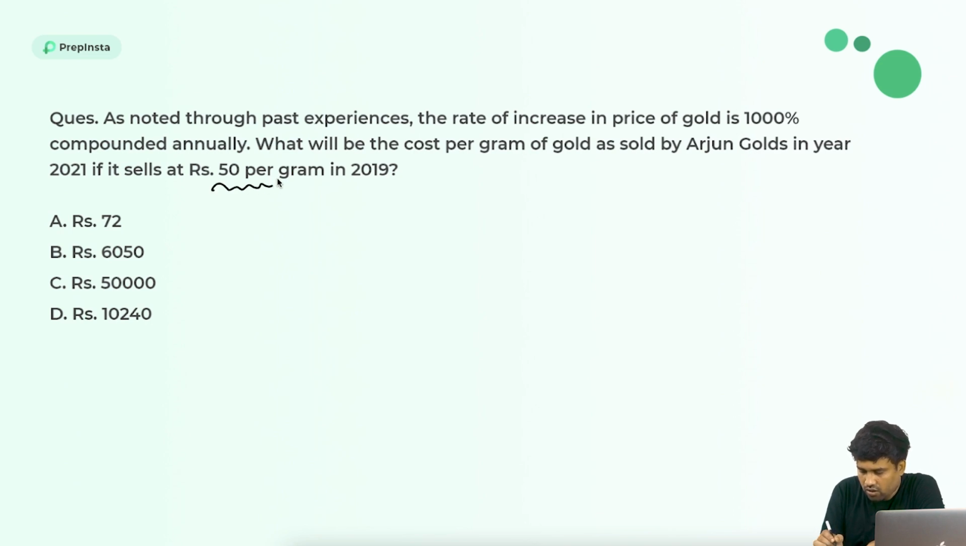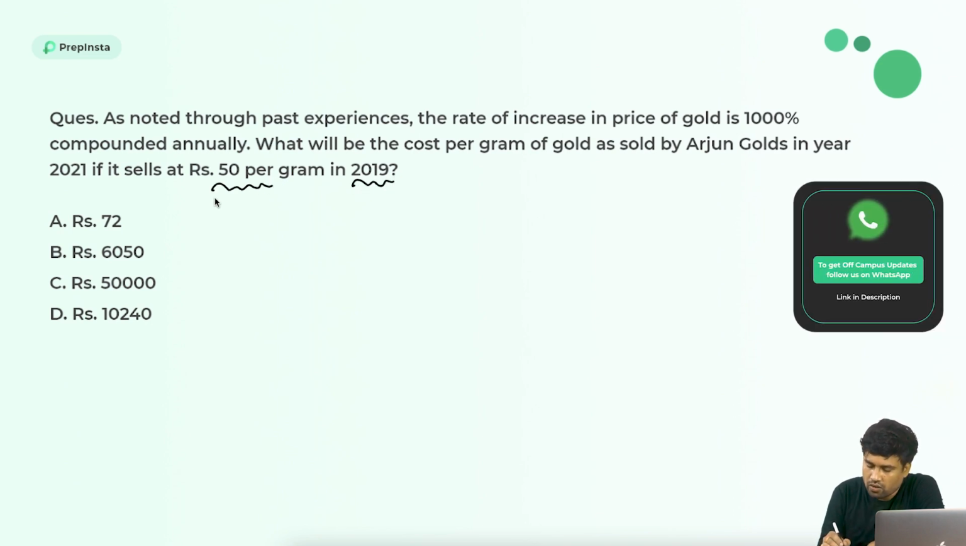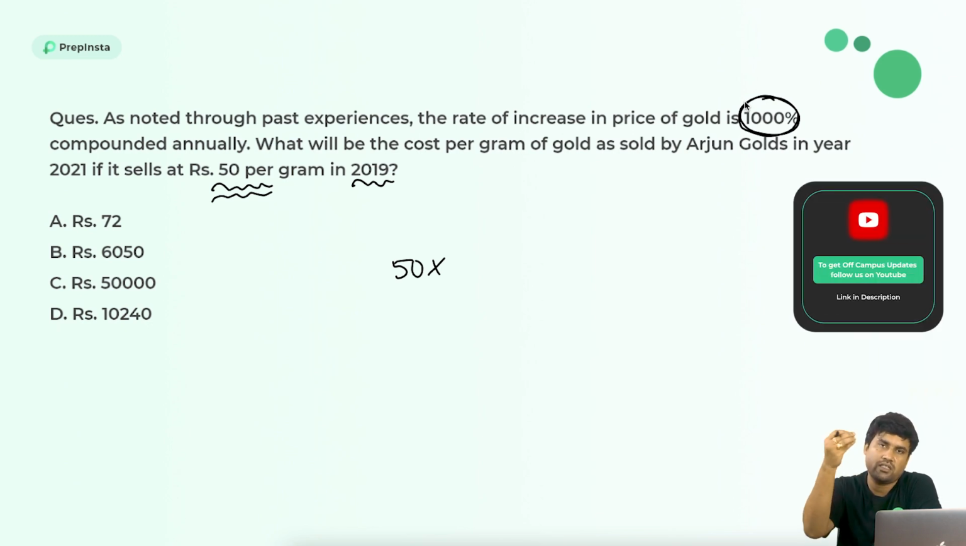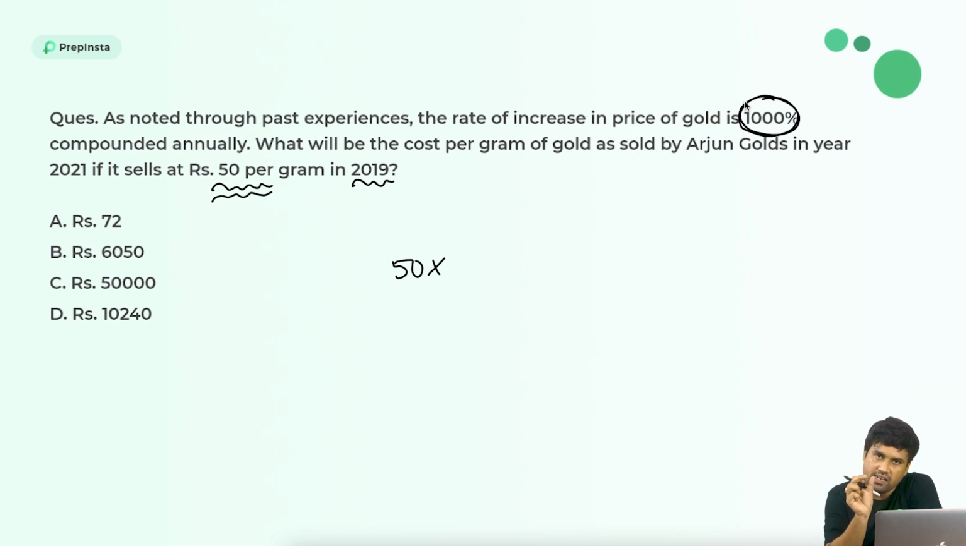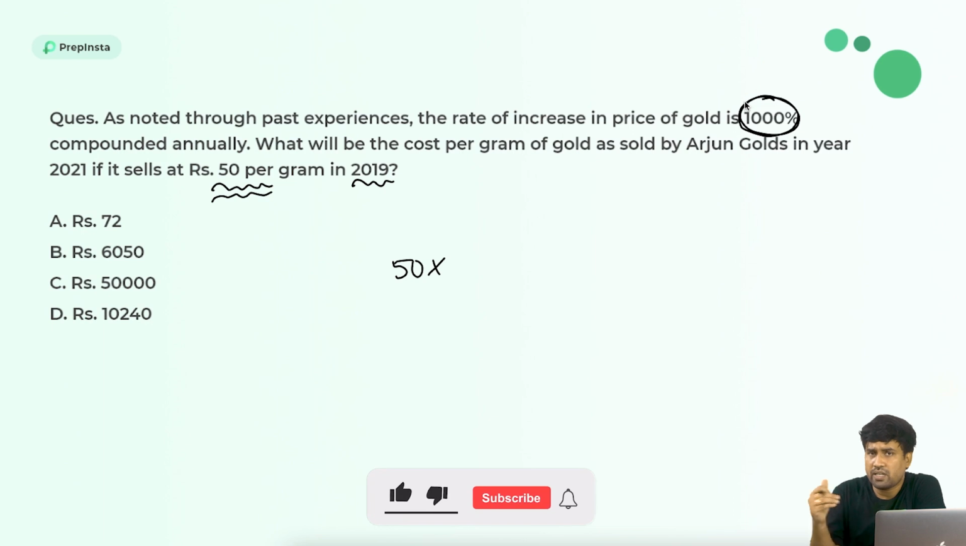The present cost of the gold in 2019 is 50 rupees per gram. And next, every year it is increasing by 1000%, right? So whenever the rate of interest is given, just add that number to 100. This is the best shortcut we'll always use for compound or any percentage related problems in increment or decrement case. Increments means 100 plus the value, decrement means 100 minus the value, right? So here 1000 got incremented. Why? Because compounded annually means incrementing the value.